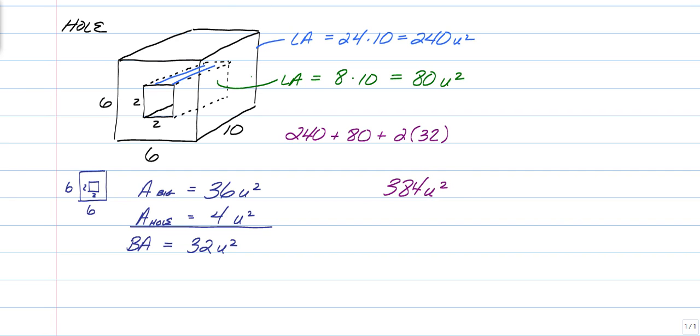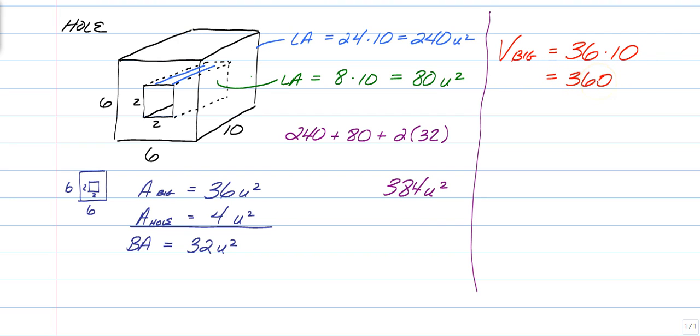Now again, as mentioned, volume is going to be a lot simpler. When we work with volume, all you have to do is find the volume of the big figure and then subtract the volume of the hole that you cut out of it. So to find the volume of the big part, all we have to do is take the area of the base, which we have already found is 36, and multiply that by 10, and that's going to give us 360 for the outside, or shall we say the full volume of this figure without the hole.